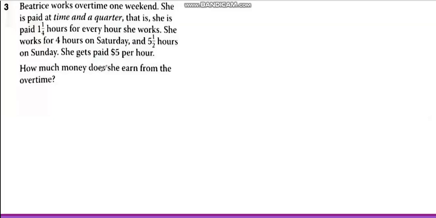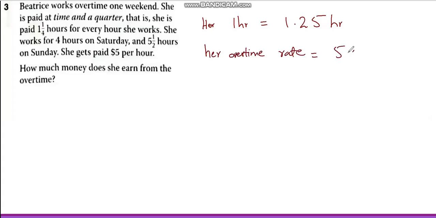How much money does she earn from overtime? So first of all, we will get the total earning that she earns per hour. As her 1 hour is considered as 1.25 hours, meaning 1 and 1/4 hours, her overtime rate will be equal to 5 times 1.25, that will be $6.25.